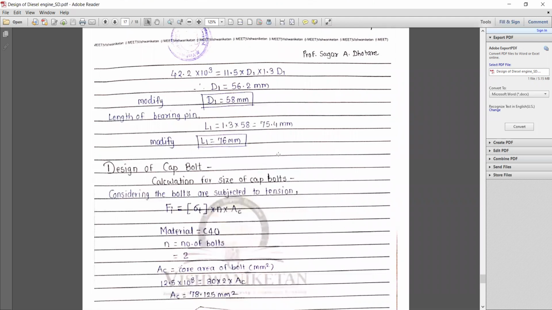So putting all the values, in the form of diameter D1, we get D1 is equal to 56.2 mm. We can modify the diameter based on the standard value, that is 58 mm. The length of the bearing pin, L1 is equal to 1.3 into 58, that is 75.4 mm, that we can modify to 76 mm. So the diameter and the length of the bearing pin we have calculated.